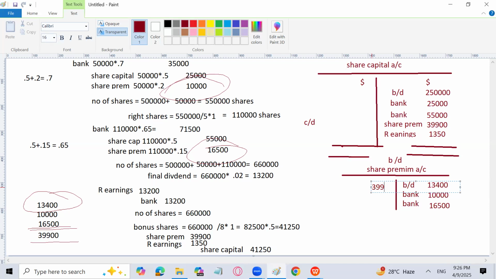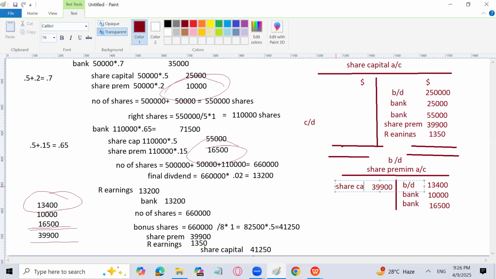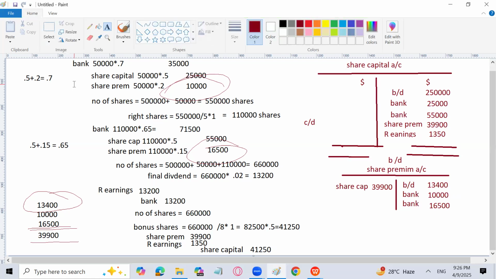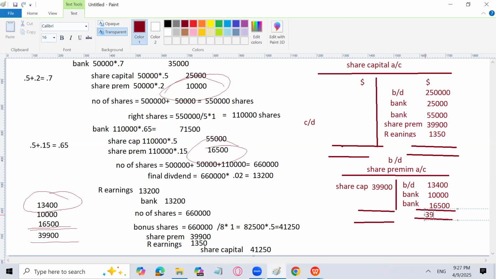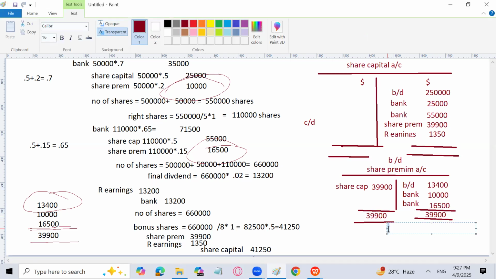Why, sir? Because we have utilized that amount because of the share capital, since we have utilized the whole amount in the bonus shares. So now you don't have any share premium balance available. Reason: because all the share premium which was available, or which has been recently increased because of the issuance of right shares and other shares, has been utilized for the issuance of bonus shares. And now I'm going to prepare the retained earnings account at the end.